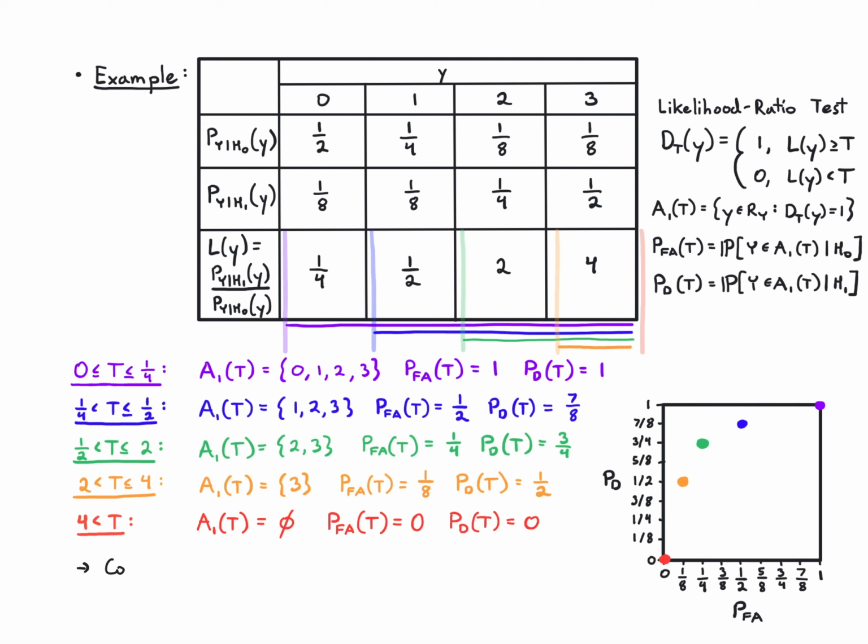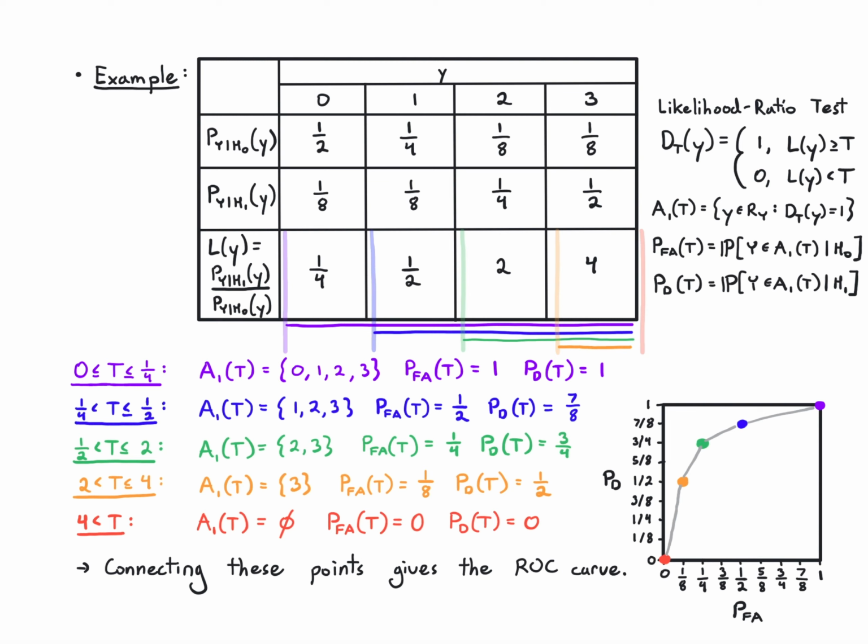All right, and finally to get my curve, all I'm going to do is connect these points. It's a discrete example. I'm not going to have a continuum of points. I'm just going to have this line connecting them. So we'll see that in gray, and this is going to be my ROC curve. Okay, so this is the best, for this particular example, for these two conditional PMFs, this is the best possible detection performance I could have for any given probability of false alarm as my budget.